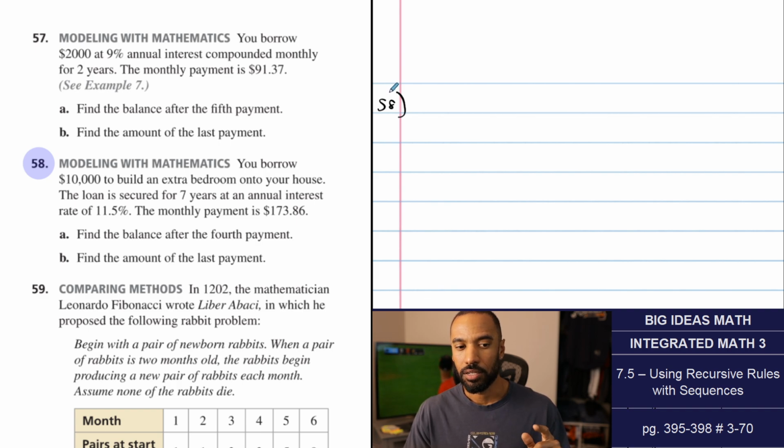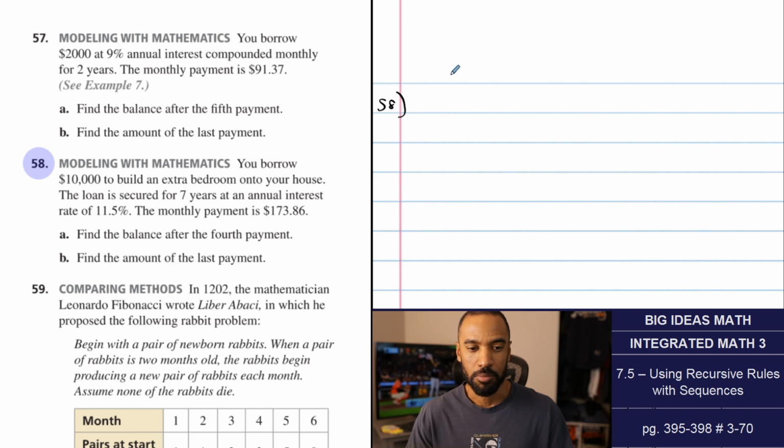Because I might do this in terms of years this time. So that monthly payment, I might just multiply the monthly payment by 12. I want to see if this kind of works out. So that's 7 years. It does say monthly payment.